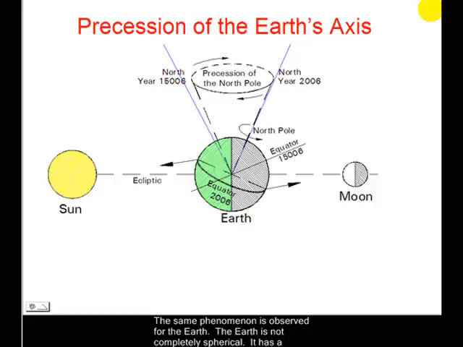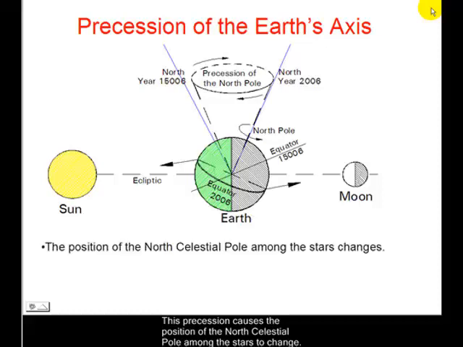The Earth is not completely spherical. It has a slight bulge at the equator. Gravitational forces of the sun and moon on this bulge produce the precession. This precession causes the position of the north celestial pole among the stars to change.